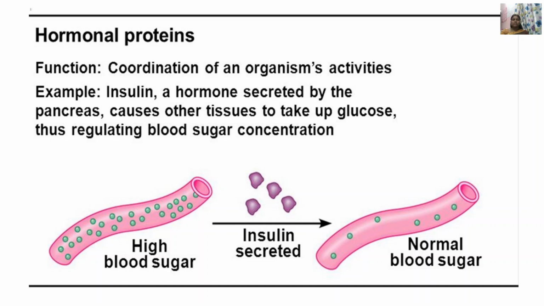Hormonal proteins perform the function of coordinating the organism's activities. For example, insulin is a hormone secreted by the pancreas that causes other tissues to take up glucose and thus regulates the blood glucose concentration.